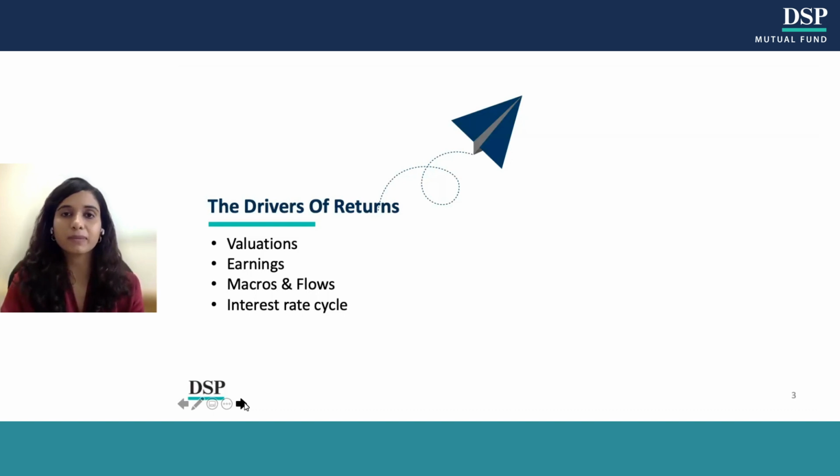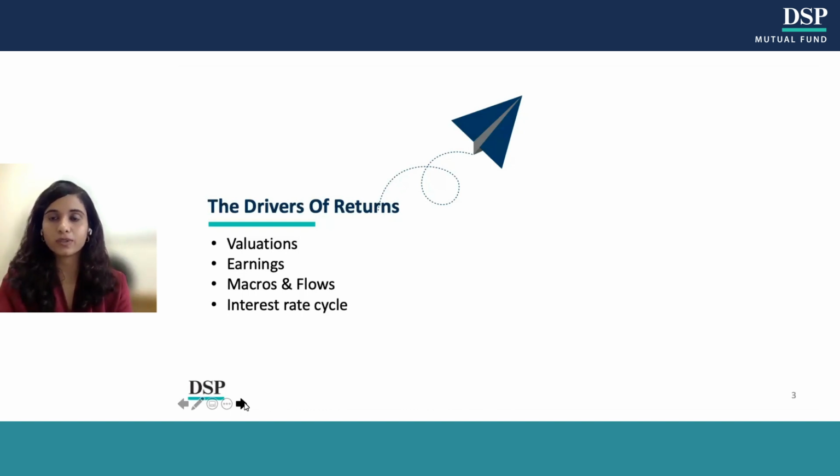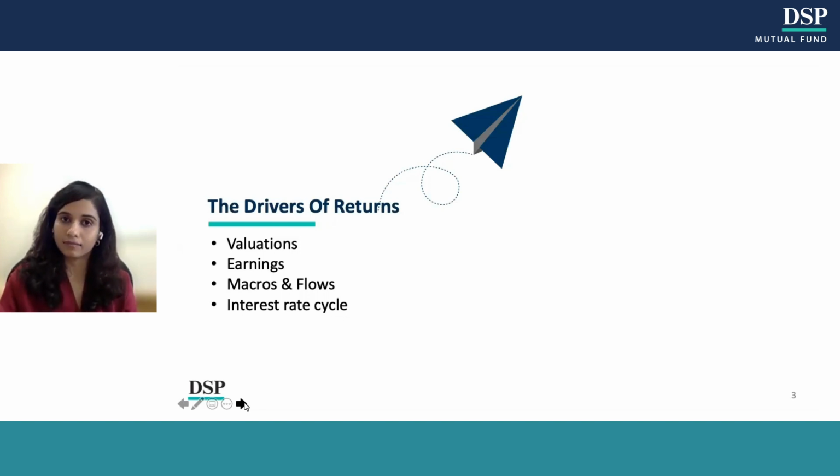So we start with something which has been very constant in Navigator presentations, which are the drivers of return. So irrespective of which asset class you are in, there are four drivers of returns: valuations, earnings, macros and flows, and the interest rate cycle. Every quarter, we take a look back on these indicators. Where do they stand? How are they looking at the cycle? And then we try to create an asset allocation view out of it.